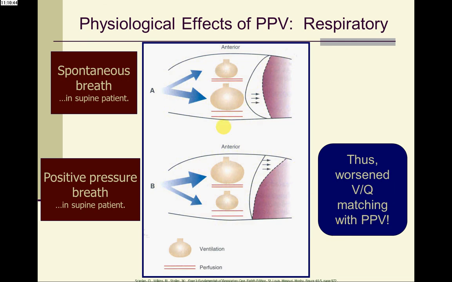All right. So here's another example of how that happens in our spontaneously breathing patient. Even though they're laying on their back, most of the ventilation and perfusion is matched quite well because the diaphragm moves down, and of course the blood flow is going to be mostly in this region here where most of the ventilation is occurring.